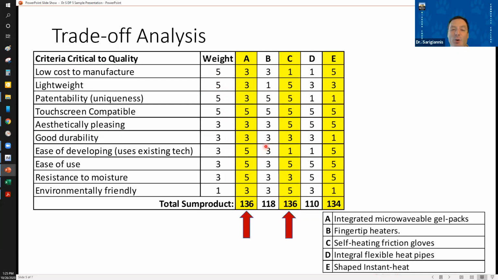I also think they didn't weigh very highly on ease of use, ease of developing, and resistance to moisture. I thought maybe this could be a problem, so I ranked these sort of middle of the road, and that contributed to the lower score. Integral flexible heat pipes had a few drawbacks. I think the cost to manufacture would be high. I thought they were very unique, but then I found one reference that said they weren't. And I thought it was not so easy to develop, so that's another reason the ranking was a little lower.